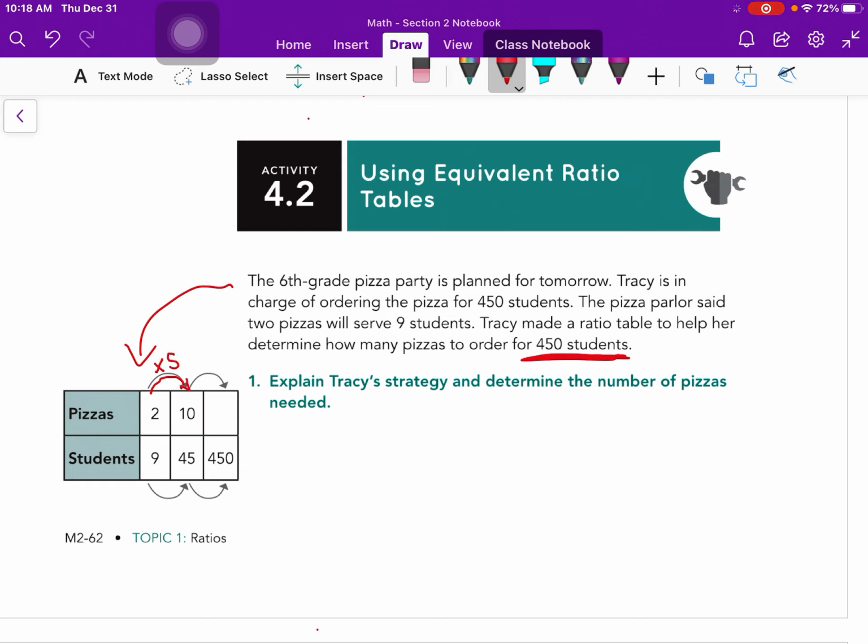So to go from 2 to 10, that would be multiplying by 5. Let's check and see if that works for down here. Multiplying 9 times 5 gives you 45. Well, to go from 45 to 450, that looks like they multiplied by 10. So if you do the same up here, and you multiply your 10 times 10, that would give you 100 pizzas.